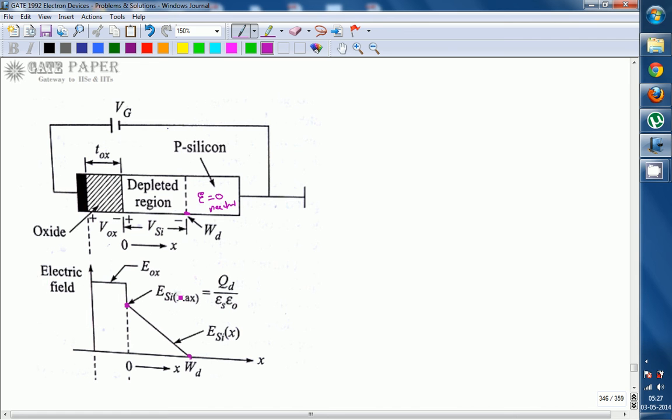How to calculate E_ox? In the question we are asked to calculate E_ox, the peak electric field present in the oxide region.